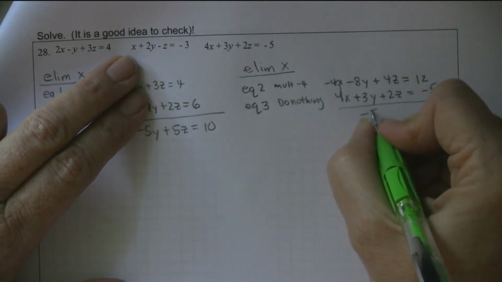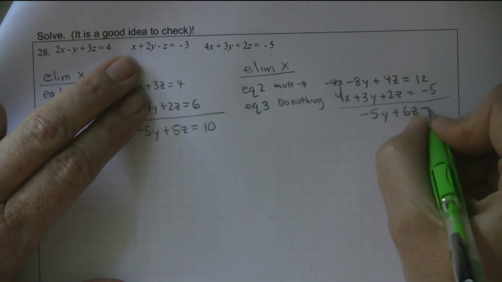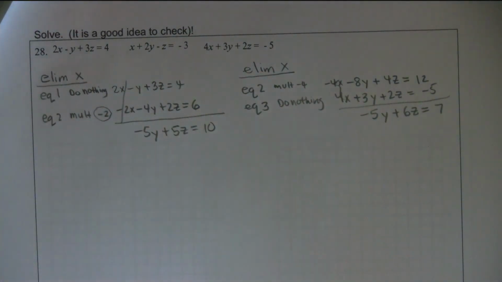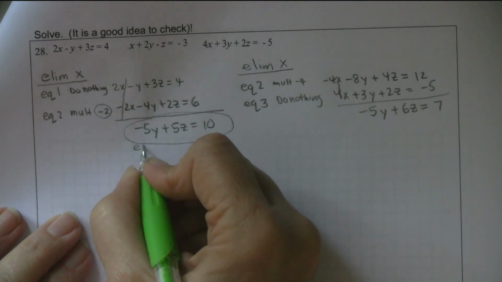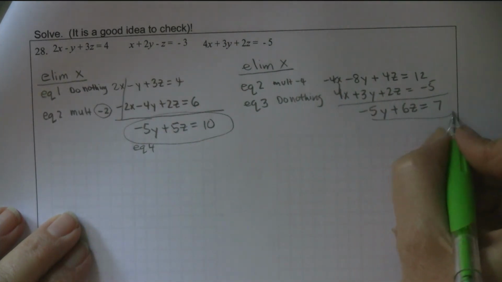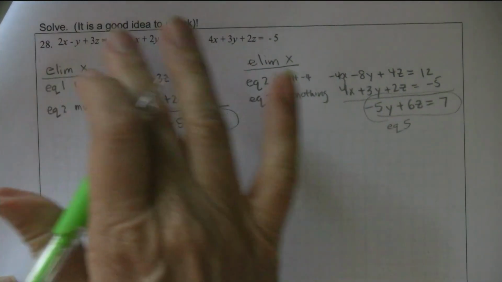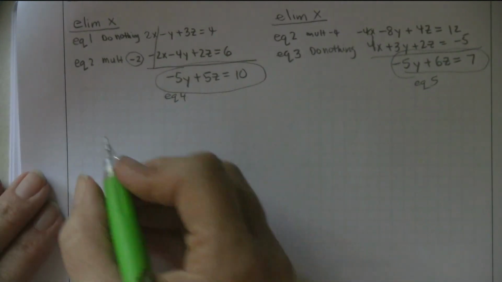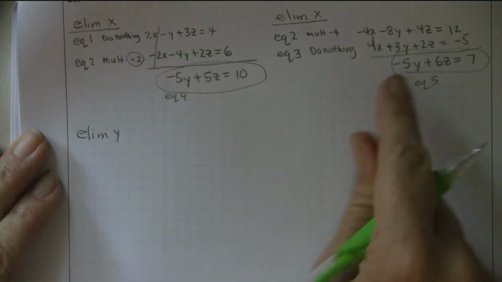So here I'm going to have -5y, and here I'm going to have plus 6z equals 7. Okay, now I have two equations, two unknowns. This equation here, you can lovingly call it equation 4 if you like, and I'm going to call this one equation 5. It doesn't matter if I even name them. This is 1, 2, and 3. And I'm thinking about using 4 and 5 together, and I'm thinking about eliminating y, right? Because the y's are just opposite, ready to go.